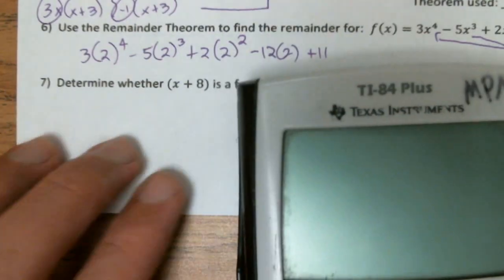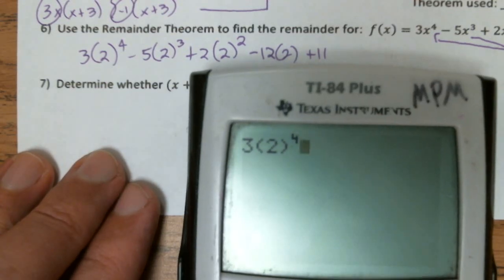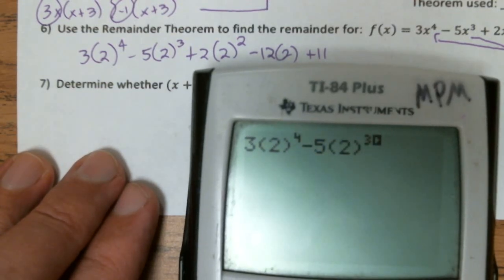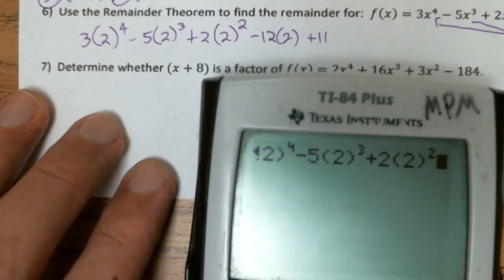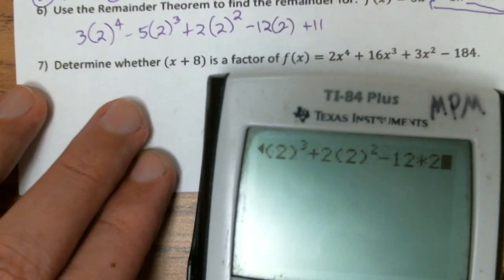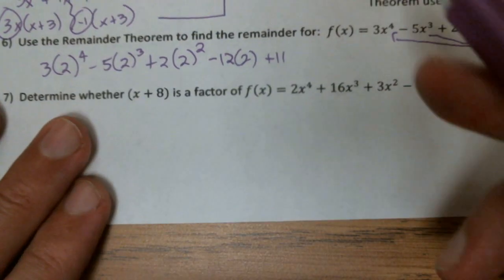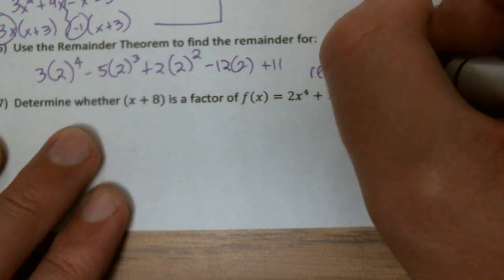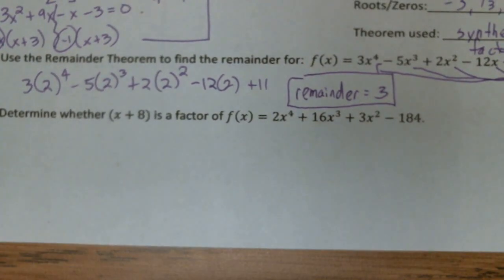So if I do that on my calculator, 3 times 2 to the 4th minus 5 times 2 to the 3rd plus 2 times 2 squared minus 12 times 2 plus 11, I get 3. So my remainder is equal to 3. Ironically, guys, for those of you who sometimes make mistakes in synthetic division, you probably want to do this. Honestly, I could probably do synthetic division even faster than this.